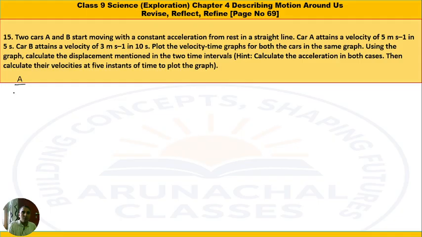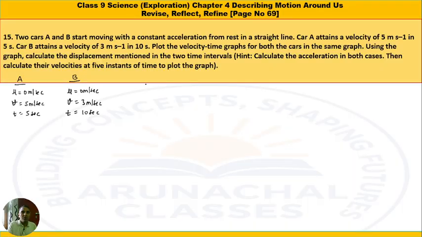So both of the cars are starting from rest. So initial velocity is 0 meter per second. It attains a velocity of 5 meter per second in a time of 5 seconds. Car B also starts from rest, so initial velocity is 0 meter per second. Final velocity for car B is 3 meter per second and it has taken a time of 10 seconds.